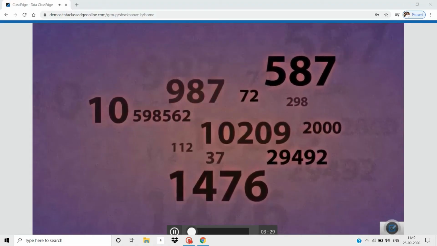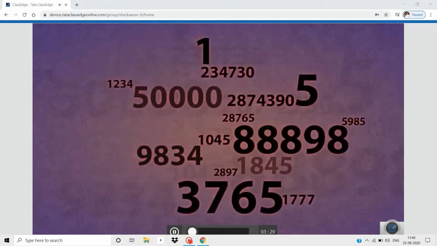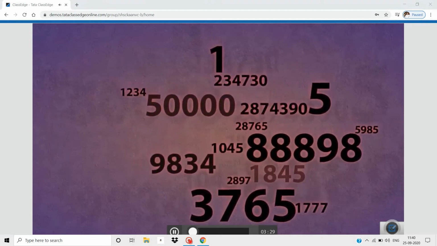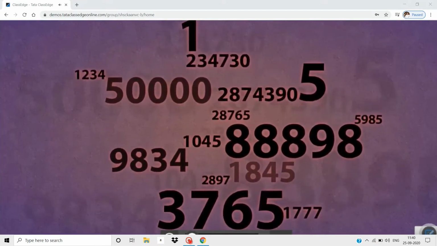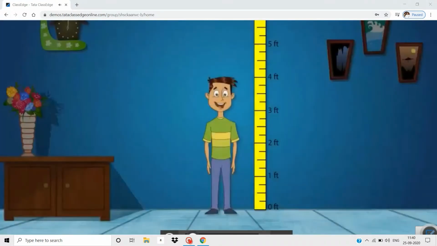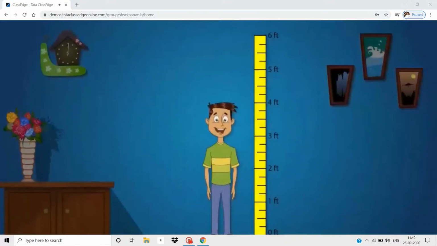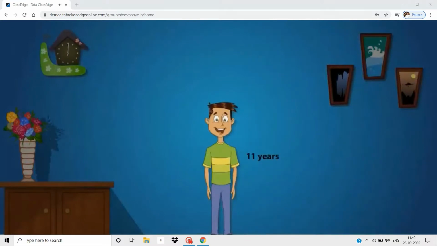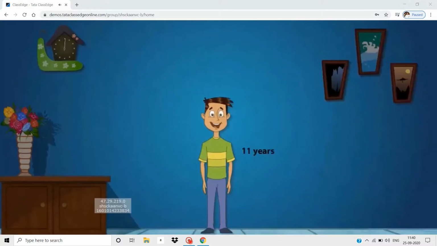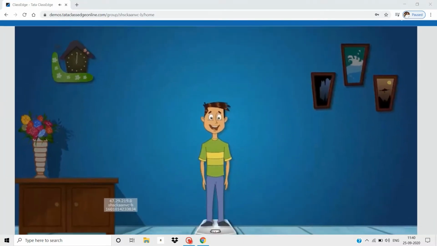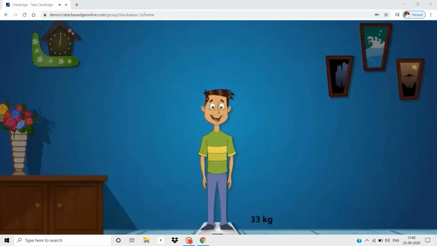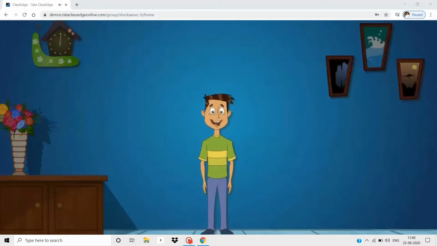Numbers are all around us. They are involved in most aspects of our lives. Let's see a few examples. Yugandhar is 4 feet tall. He is 11 years old. His weight is 33 kilograms. Note that these numbers are increasing.